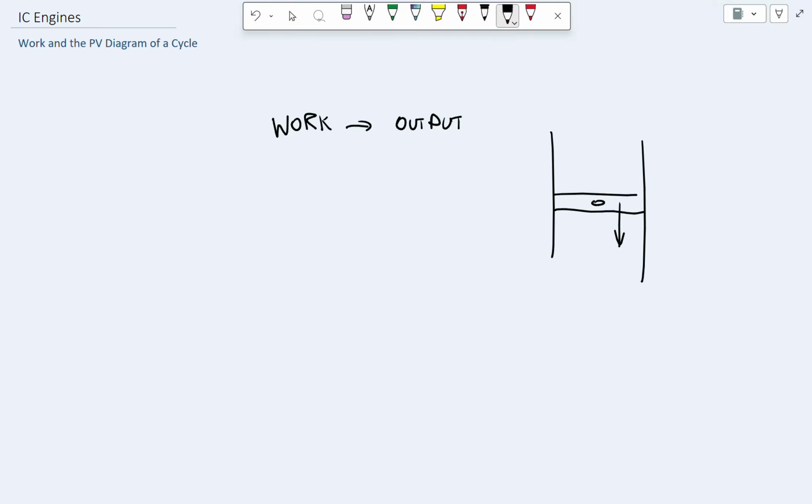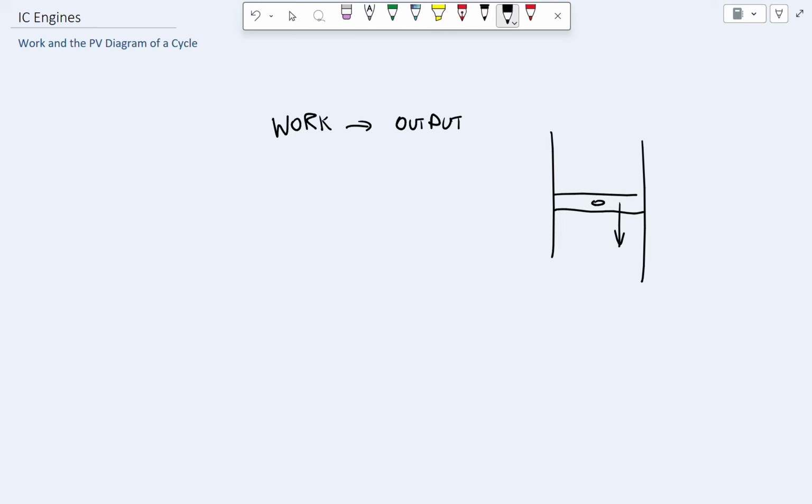So work is actually the measurement of output of an engine. And typically we talk about power. Work is just related to power in the sense that power is the rate of work, or power is essentially work divided by time. So if we go to our understanding of work, if our piston is moving up and down, it is either creating positive work or using negative work. So usually we assume that work is positive going down.